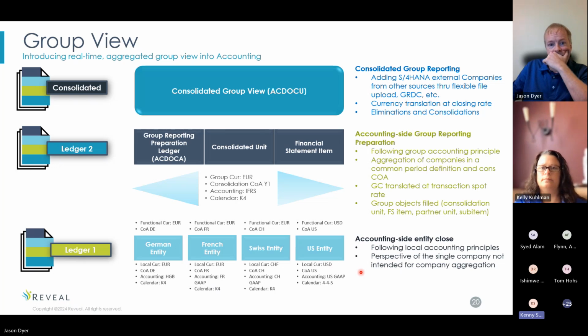To simplify, since there's of course a lot going on, what this means is, say for example, I have four entities in different countries: Germany, France, Switzerland, and the US.